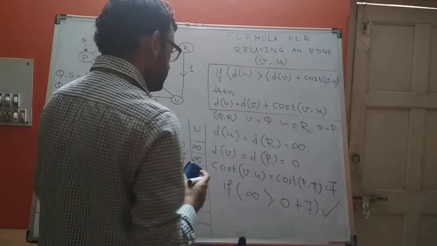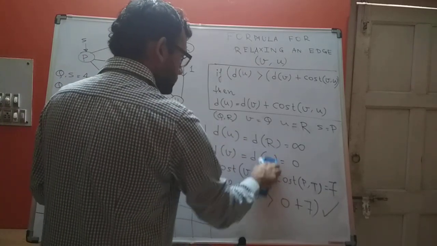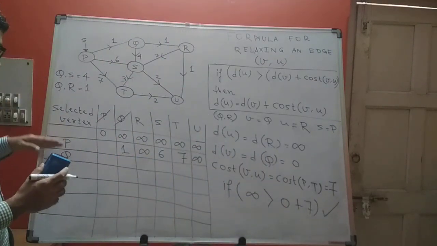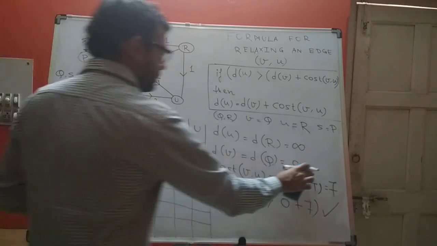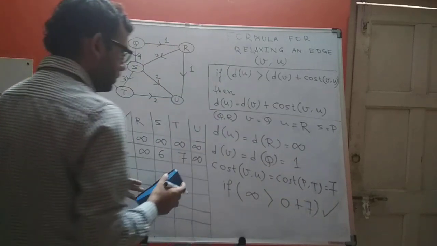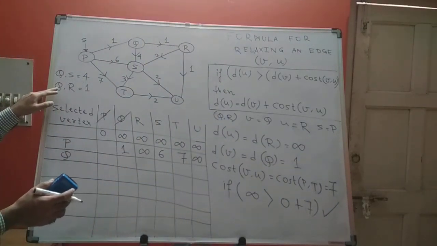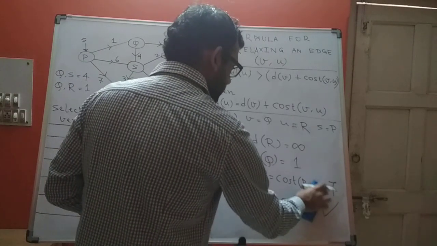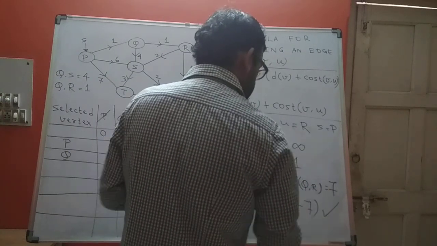Now what about dv? dv means, what is your v? V is q. So I want to find dq. Now what is the distance to q? Look at the row immediately above. The distance to q is 1. And what about the cost? The cost of q comma r is 1.